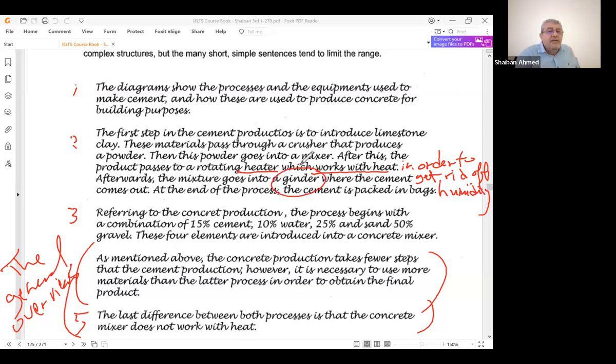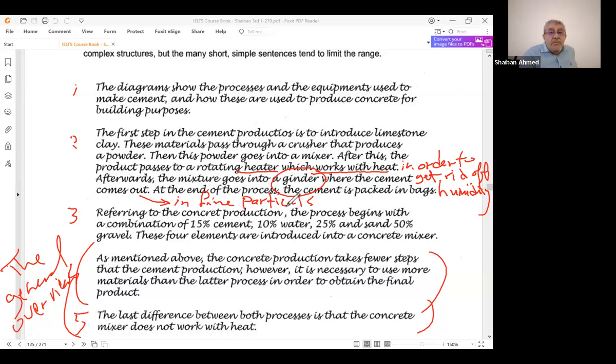Is there another one? Grinder. Yes, where the cement comes out, what? In fine particles. Okay, fine means very small, fine particles, or to make it easier to be mixed. Anyway, just give a development.